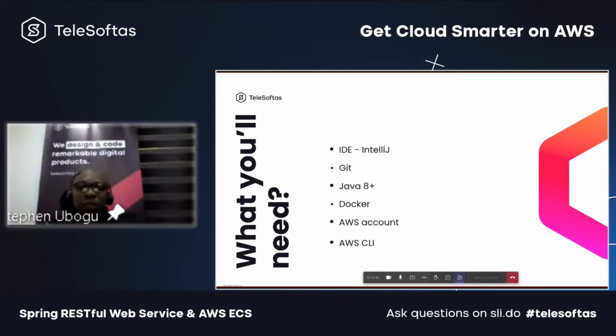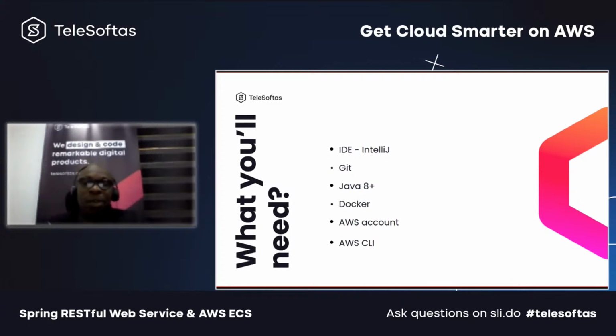What I'll be using for this session is IntelliJ as my IDE. I'll also be using Git to clone the repository down to my local. Then I'll be using Java 17, but if you have Java 8 on your machine, it's also fine. Then also Docker installed, though not necessary. Because I'll be pushing to AWS, I need an AWS account. It is free to open. And I also have AWS CLI installed. If you don't have AWS CLI on your machine, there is a link in the repository on how to download and install it.